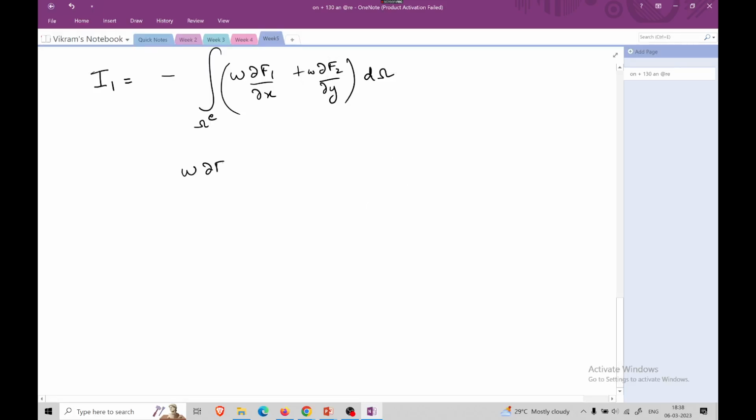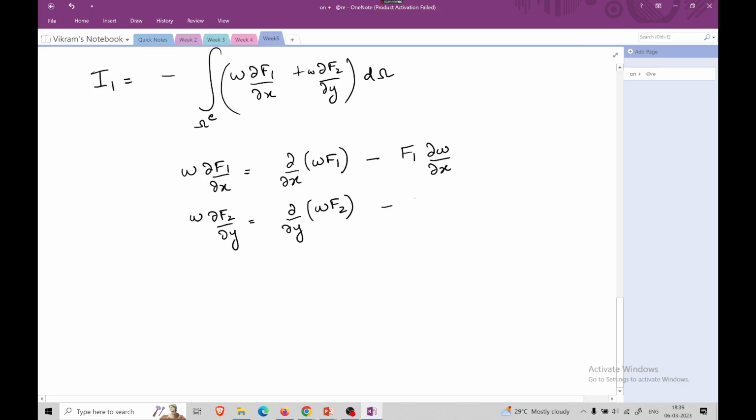So W ∂f1/∂x is equal to ∂/∂x of (W f1) minus f1 ∂W/∂x. Okay, I hope there is no doubt in this. I just use the chain rule which I demonstrated previously, and I am substituting it for this purpose. Again, W ∂f2/∂y is equal to ∂/∂y of (W f2) minus f2 ∂W/∂y.